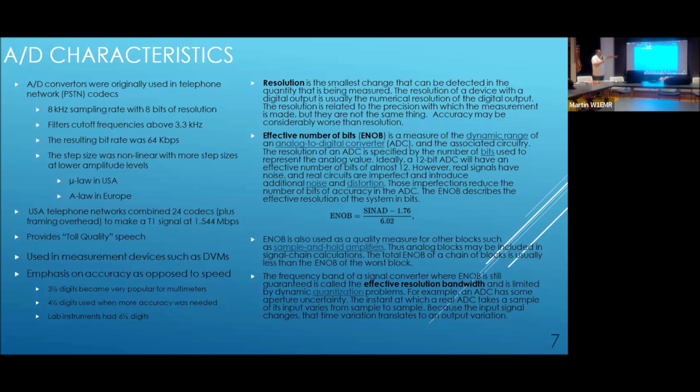So we have a simple formula, which is the effective number of bits is equal to the signal to noise plus distortion minus 1.76, divided by 6.02. What this is telling you is that the number of bits on the output of your analog to digital converter is going to effectively tell you how many decibels the thing can measure. And the answer is very simple. Each additional bit on your output is going to give you 6 dB. So if you have an 8-bit A to D converter, that's good for 48 dB.